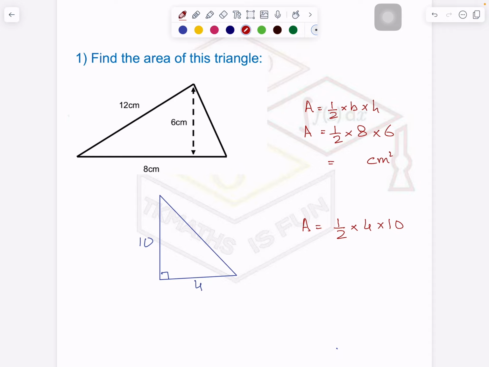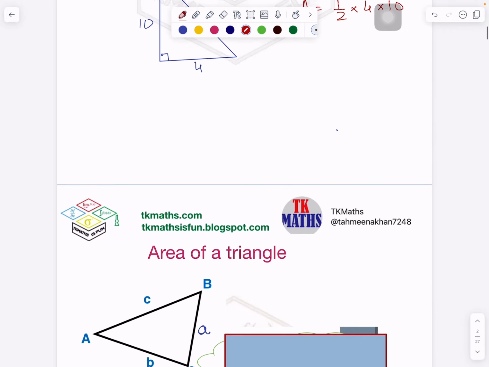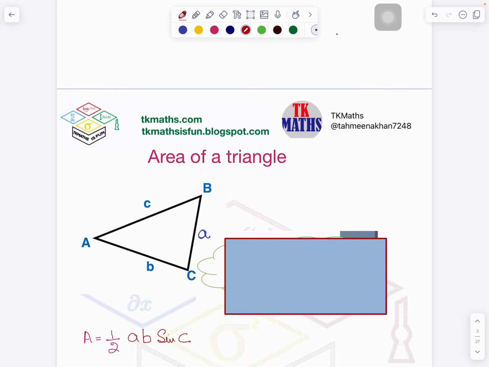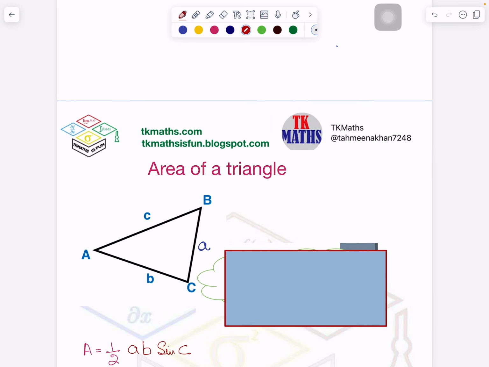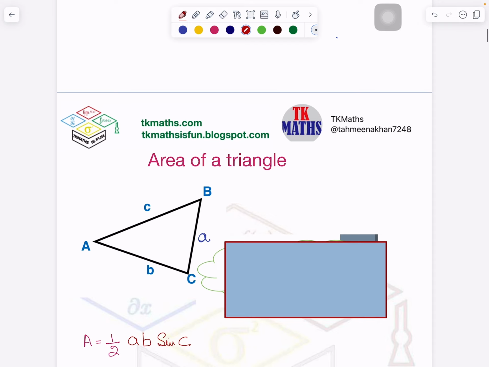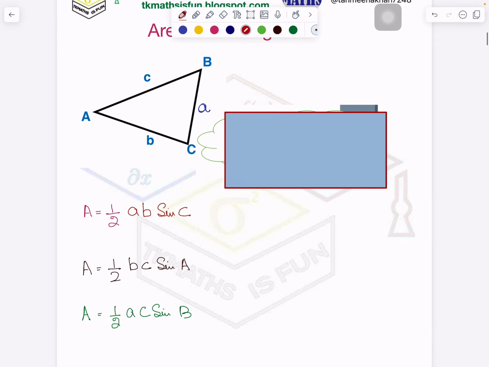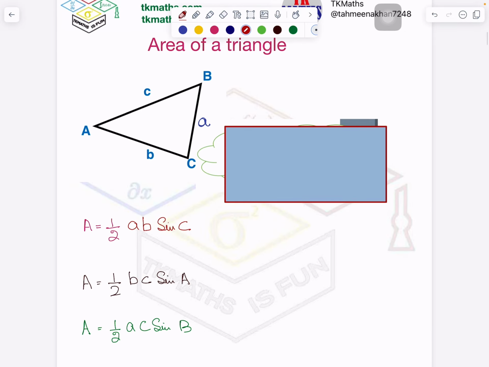Okay, now the question here is, if suppose this type of triangle is there which is not a right angle triangle, then how will you find out the area of a triangle? So there is a formula. Usually students know this formula as half AB sine C. Now I am showing you the 3 forms of the formula. The figure is in front of you, giving you a few seconds to observe what is actually happening. What is the important point here, which you must take care of when you are finding the area of a triangle which is not a right angle triangle.